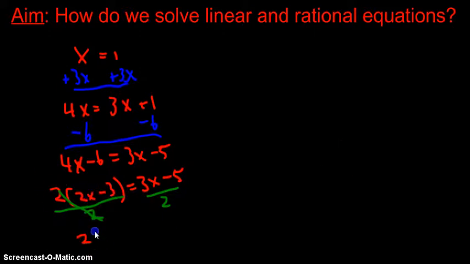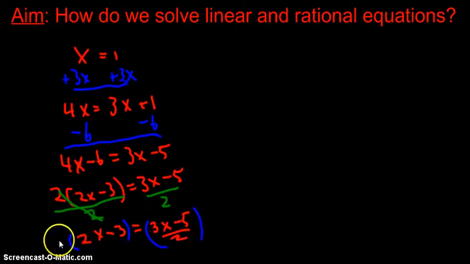2x minus 3 is equal to 3x minus 5 over 2. Did I leave anything out? You're allowed to multiply both sides by any amount you want. Let's multiply this and this by, I don't know, 8.